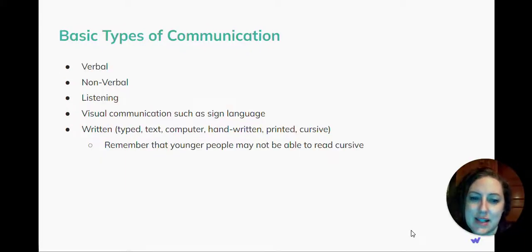There are 5 basic types of communication: verbal communication, nonverbal communication, listening, visual communication such as sign language, or written communication. It could be typed, text, from a computer, handwritten, printed, or cursive. Just remember that younger people may not be able to read cursive.